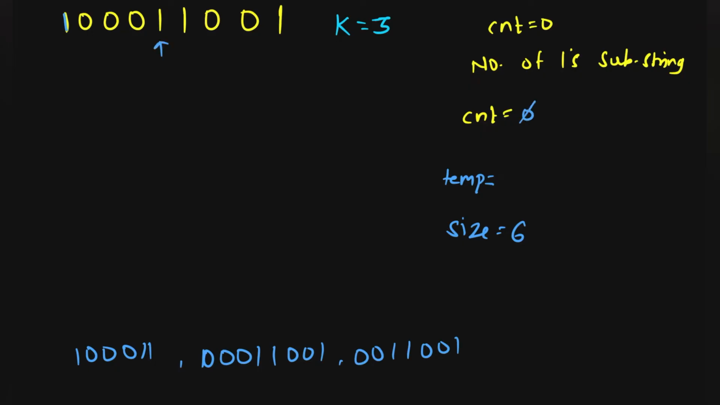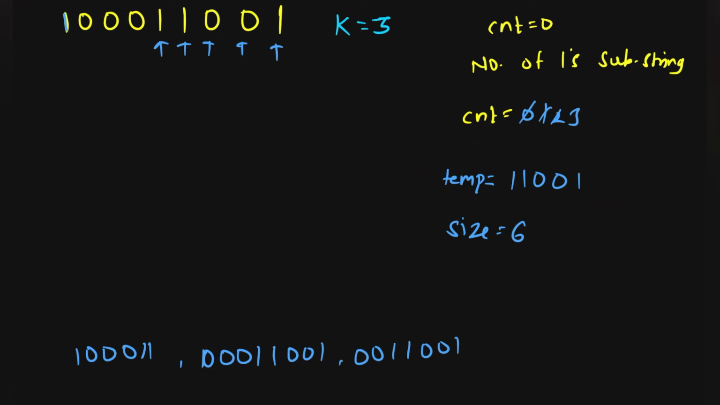So from 0 it becomes 1, and I add 1 to my temporary substring. Again I come across 0, then 2 and 1, then 0 again, then this one, 3, and add it over here. Now I can see that my value of counter is equal to k, which means I got a substring which has exactly k number of ones in it.